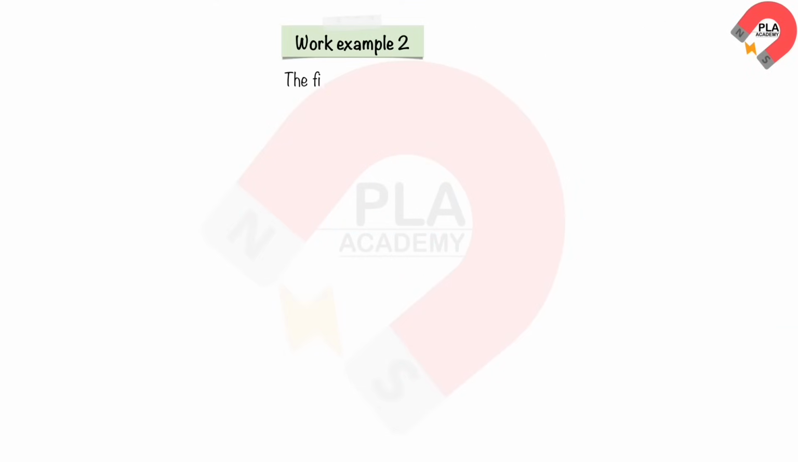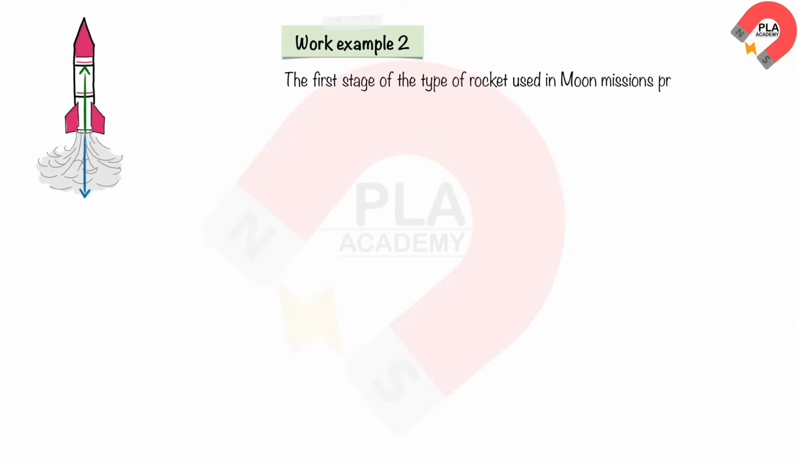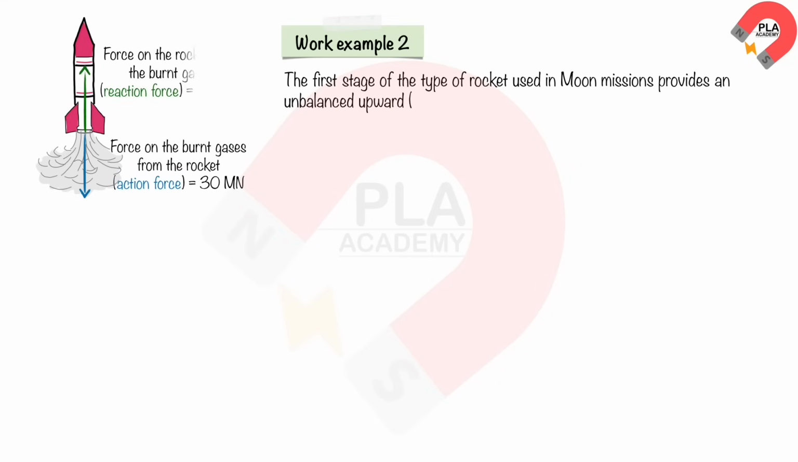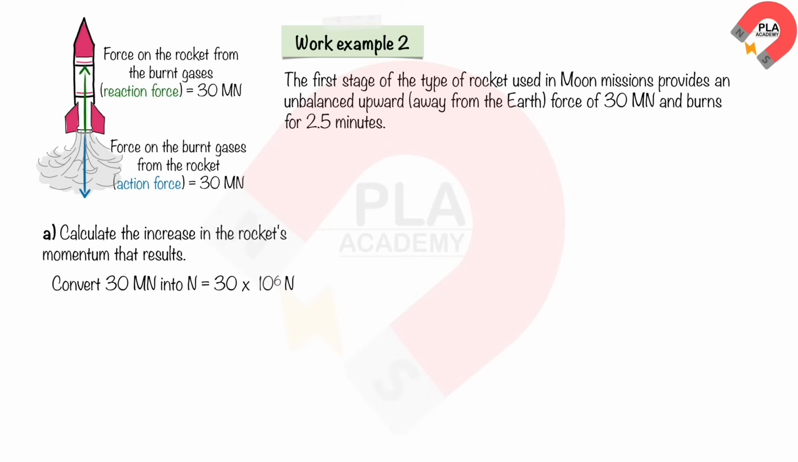Work example 2. The first stage of the type of rocket used in moon missions provides an unbalanced upward, away from the Earth, force of 30 meganewtons, and burns for 2.5 minutes. Calculate the increase in the rocket's momentum that results. Convert 30 meganewtons into newtons. It is 30 times 10 to the power of 6 newtons.